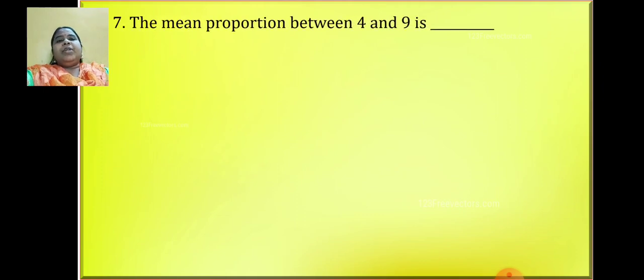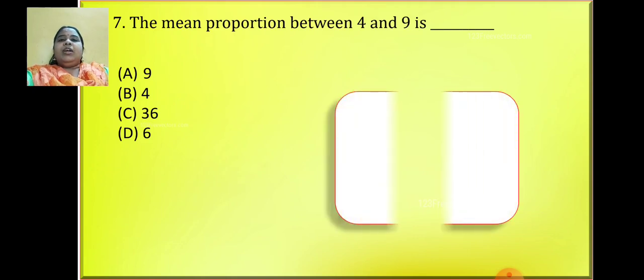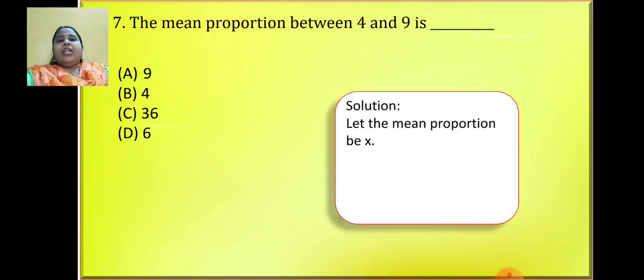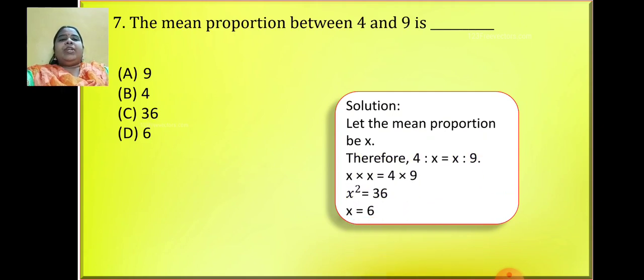The next question is: the mean proportional between 4 and 9 is dash. Options are 9, 4, 36 and 6. Now mean proportional, I have revised in previous sessions also. It is nothing but the square of the middle term is equal to the product of the other two. So what will I write? Let the mean proportional be x. So x square should be nothing but 4 into 9. So we get x square is equal to 36.